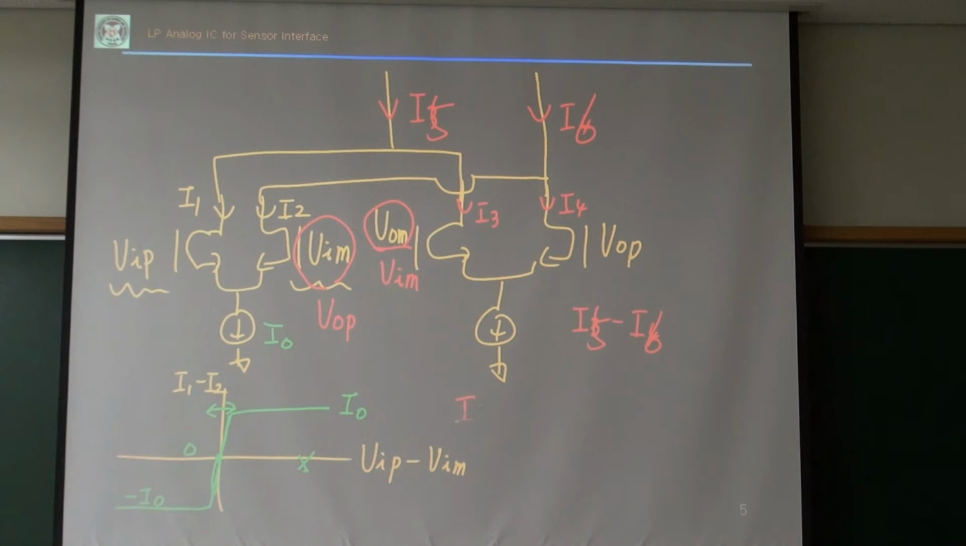Then I5 minus I6 should be I1 minus I2 plus I3 minus I4, right? What's I1 minus I2? I1 minus I2 is just GM there. Yeah, this is GM, just a half GM, VIP minus VIM, plus half GM, VIM minus VOP, right?